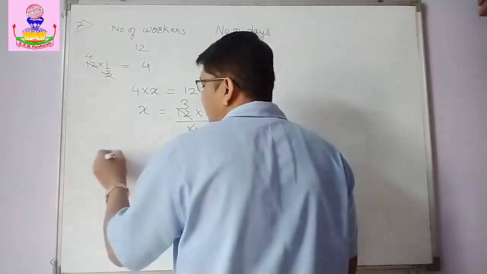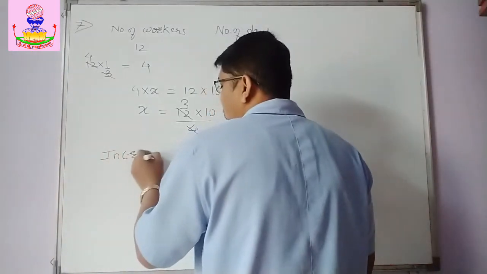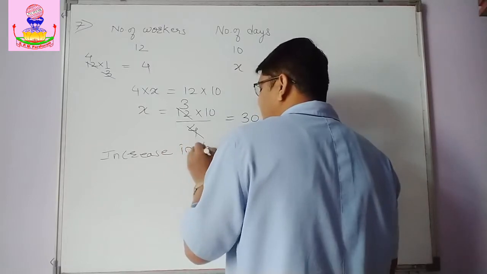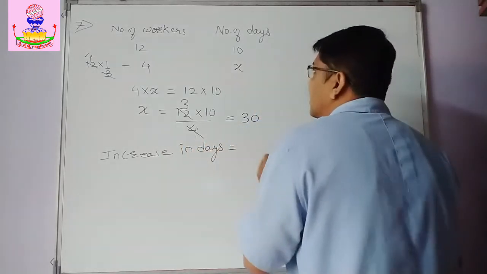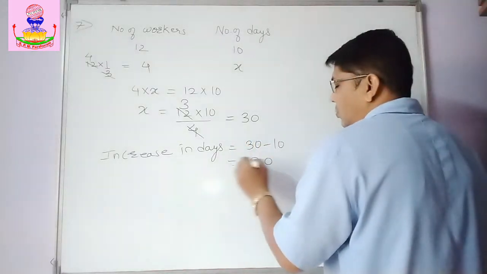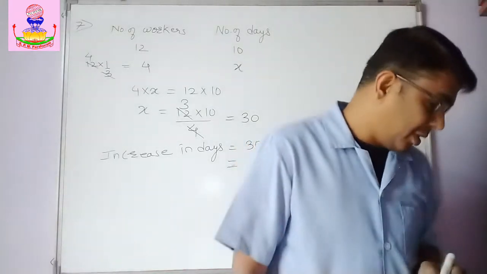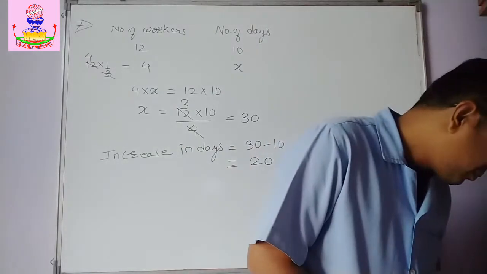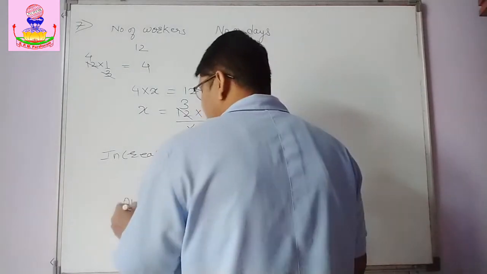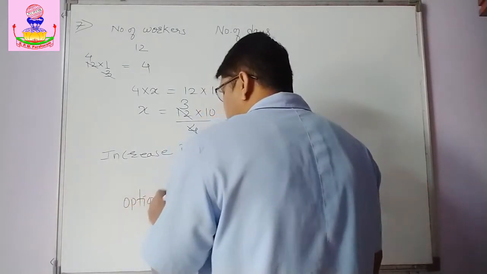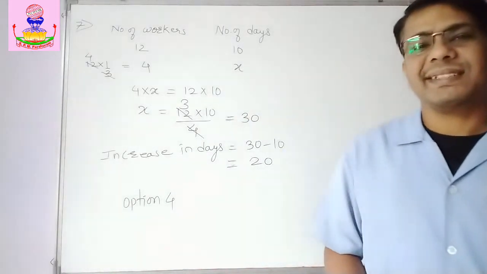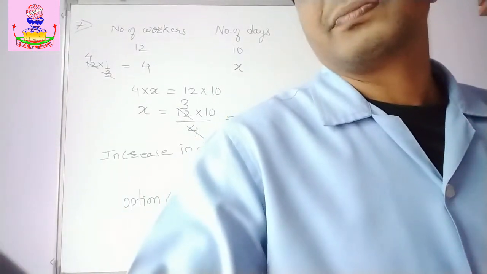So the increase in days. How much increase? Okay. Initially required 10, now required 30, so 30 minus 10, so 20 days more are required. Okay, so option 4, that is the answer. Okay, now next example.